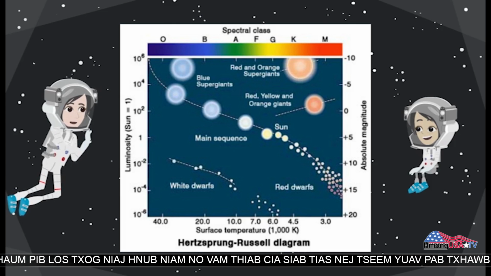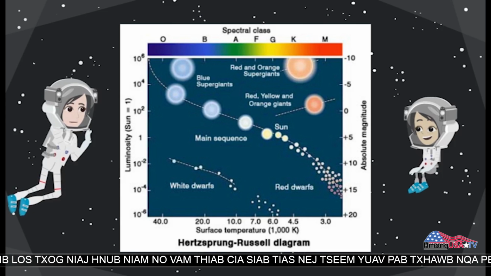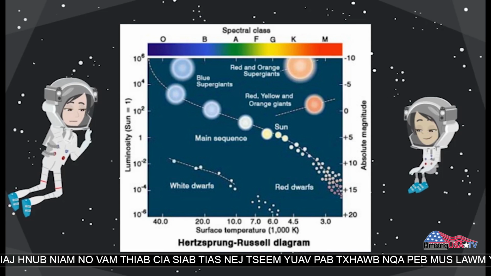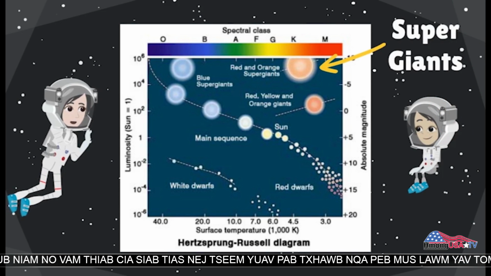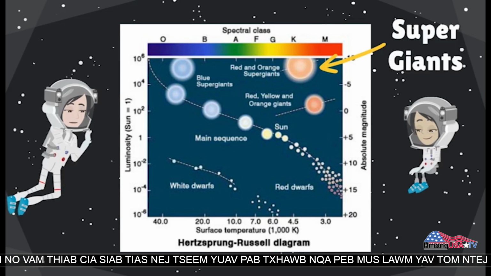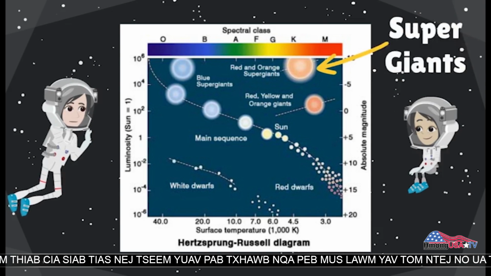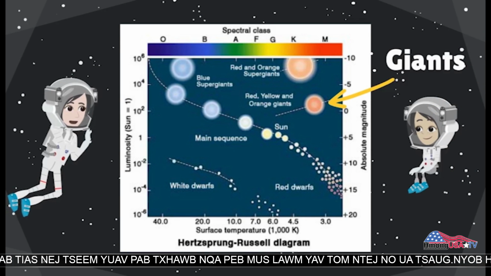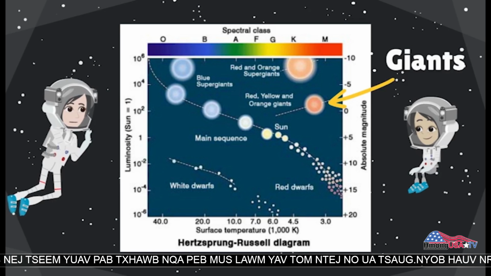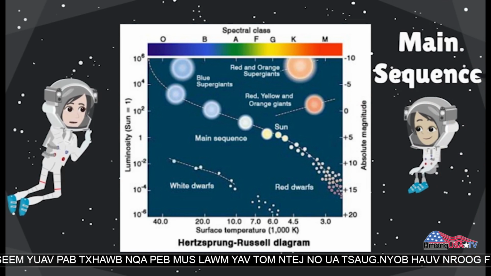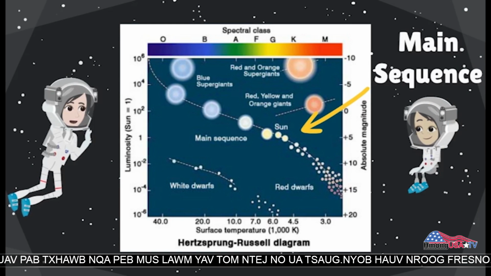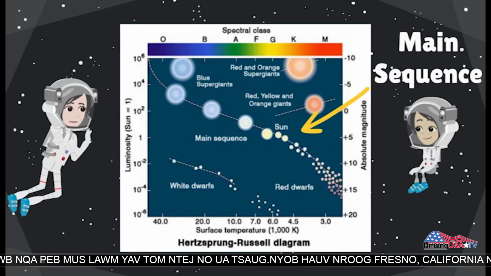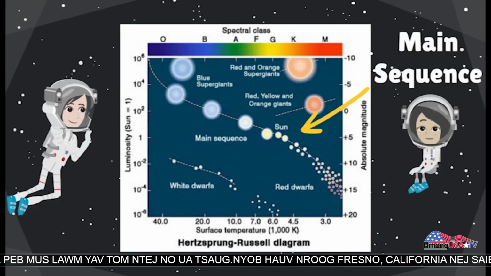Yep, and on this diagram are the names of star classes. These names are given from a star's color and size. The supergiants are the largest and can be blue, orange, or red. Next are the giants. They are typically yellow, orange, or red. After that is the main sequence, which can come in a variety of sizes and colors. If you found the sun earlier, you must have noticed that the sun is a main sequence star.